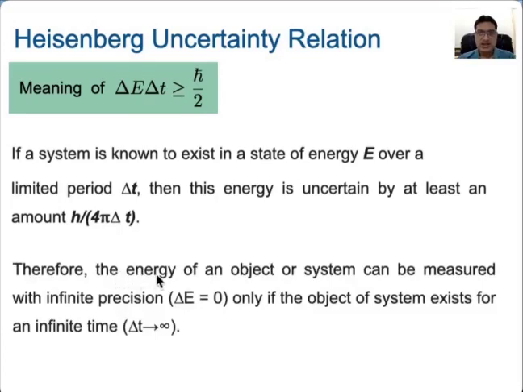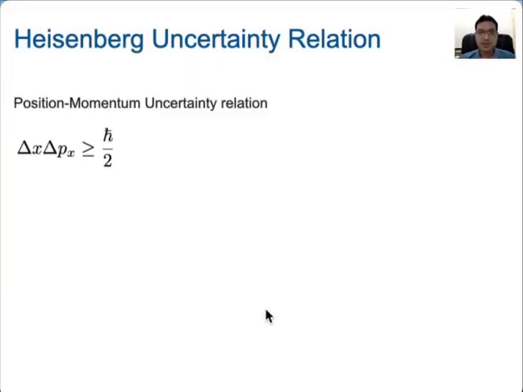It means that the energy of an object or system can be measured with infinite precision only if the object or the system exists for an infinite time. Okay, if delta t goes to infinity, it means that your delta t becomes 0. It means that if you want to measure the energy of the system, it becomes precise over the time. So with infinite precision if delta t goes to infinity.